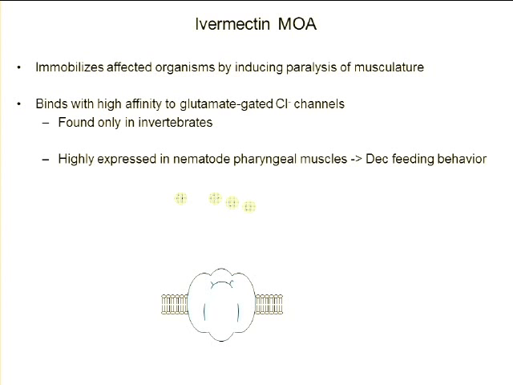So the way this works is that there's a channel. This channel is, again, selective. It's a selective target. It's only found in invertebrates. And it causes the influx of chloride. And if you inhibit this channel, then you inhibit this influx of chloride. So what does this remind you of in humans? GABA. So it's comparable to our GABA receptors. So if you inhibit this, you cause paralysis of the organism.